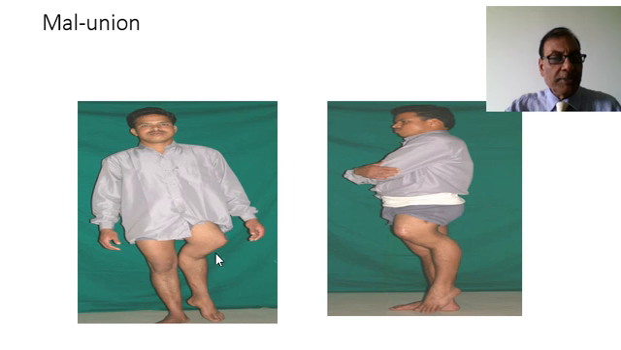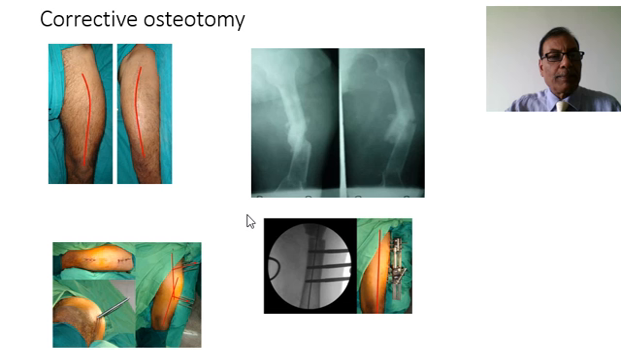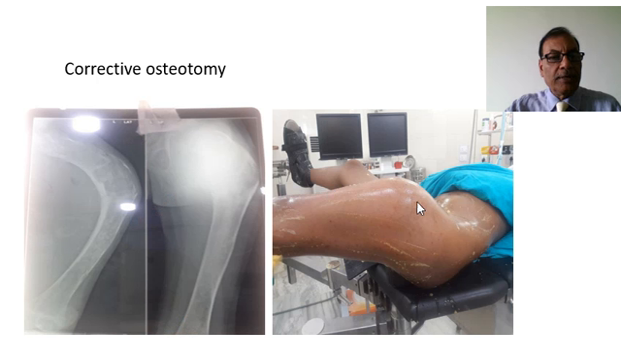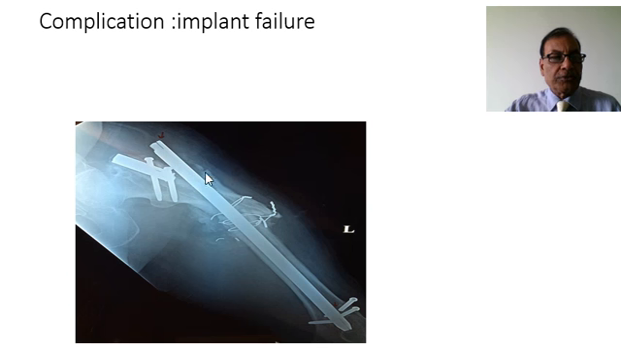So see the malunion, a gross malunion in the femur, and the treatment will be corrective osteotomy. So this is the corrective osteotomy being performed. You can see it here, and you have to do corrective osteotomy. After corrective osteotomy, the nail has been fixed, interlocked, and the limb is now straight. This is one example of implant failure where the implant has been broken.